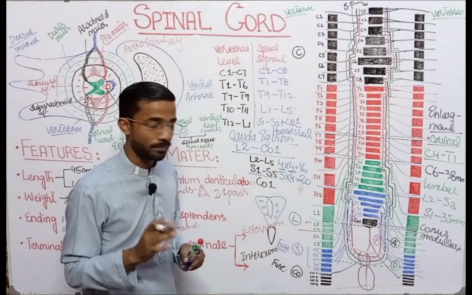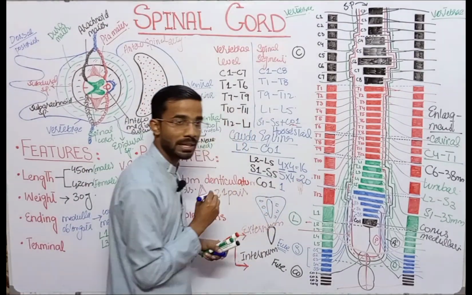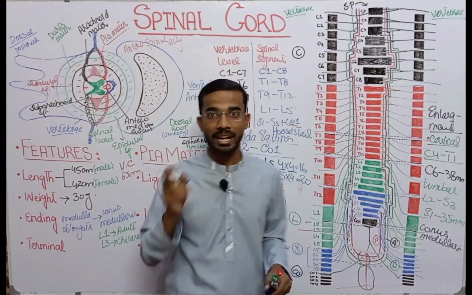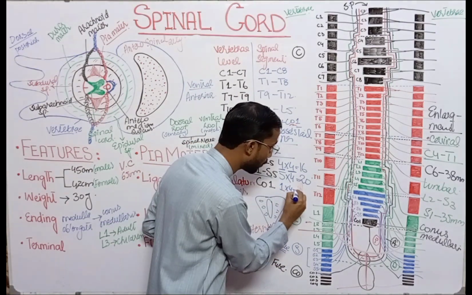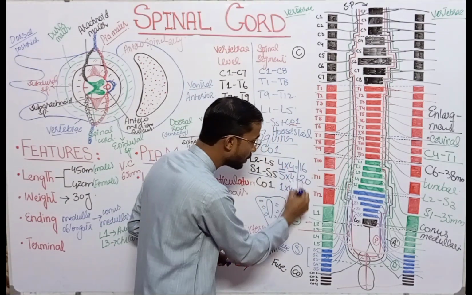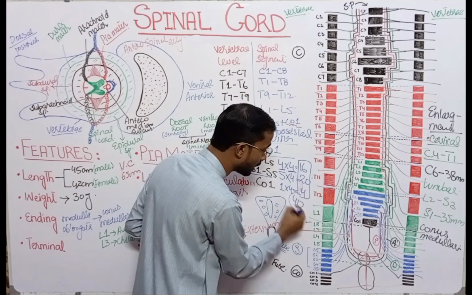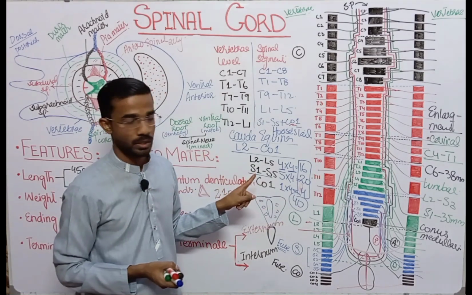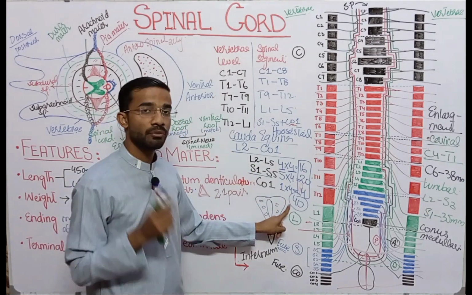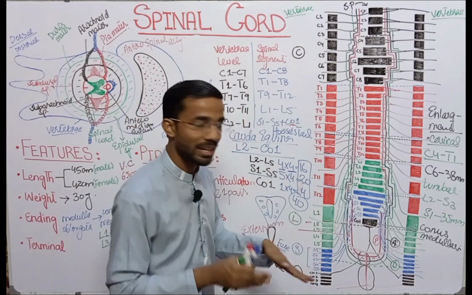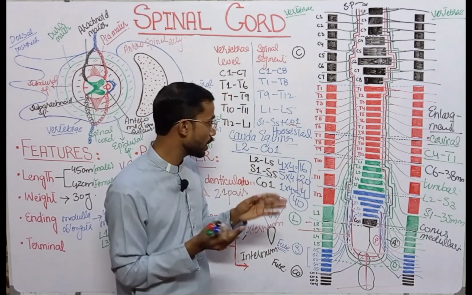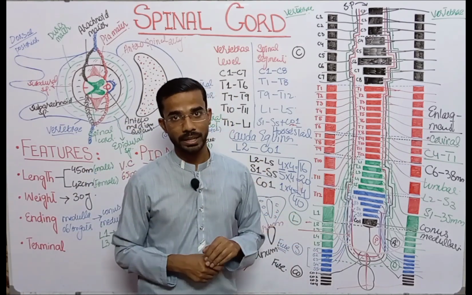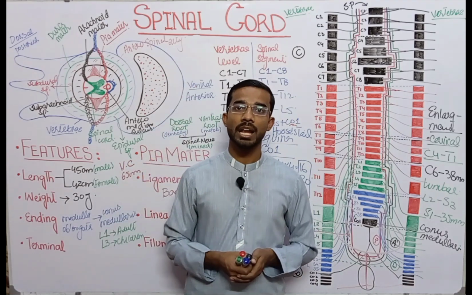And last is the coccygeal. This is one segment, and this one segment has 4 roots, 2 dorsal and 2 ventral, so it is 4. Overall, there are 40 nerve roots arising from the cauda equina. So the cauda equina is a structure that resembles a whole tail, and you will see a lot of different spinal nerves. So this is all about the spinal cord.